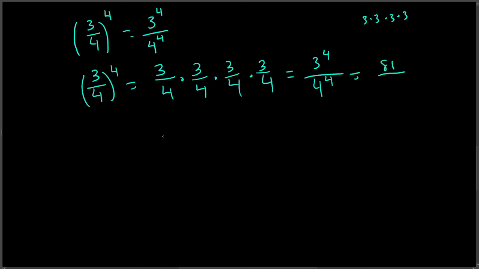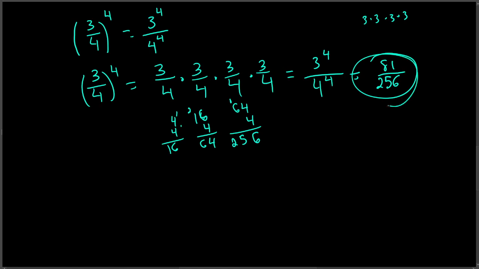And 4 to the 4th, I think I'm going to have to write this one out. 4 times 4 is 16, so that's 4 squared. 16 times 4 is 64. So that's 4 cubed, right? 1, 2, 3, so I need one more. 64 times 4. 4 times 4 is 16, carry my 1. 256. And we've already expanded the factors, and there was nothing to cancel, so we know this is in simplified form.